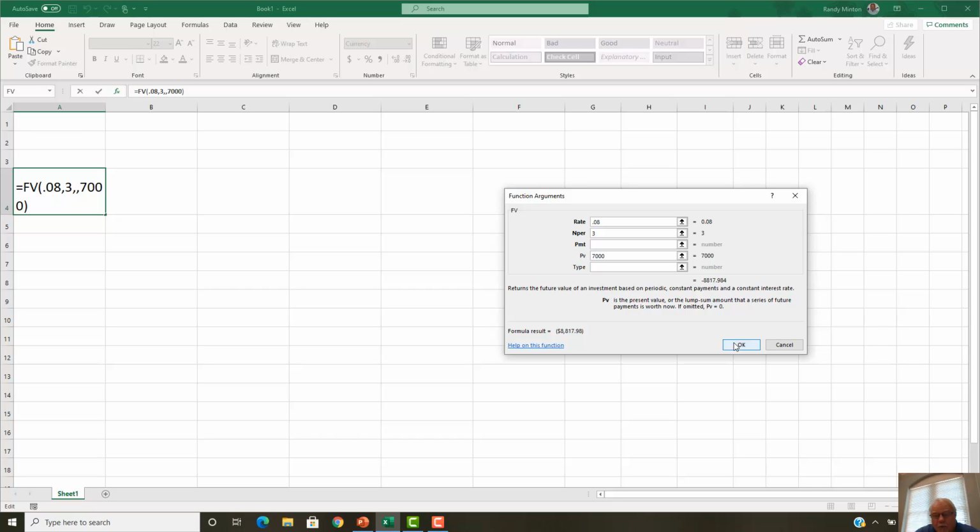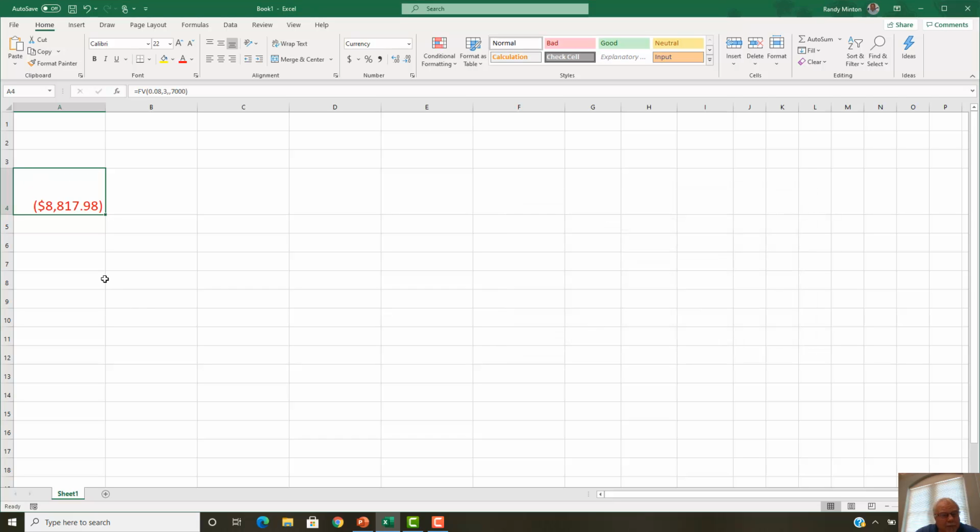And so when we do that calculation, you see that that $7,000 in the bank today at 8% interest is going to yield 8,817.98. Now, because of the way that the Excel program works, they treat that as a cash outflow, and basically it is. You took the money from someplace and put it into an investment account of some sort. Okay, so that takes care of the $7,000 that we had initially.